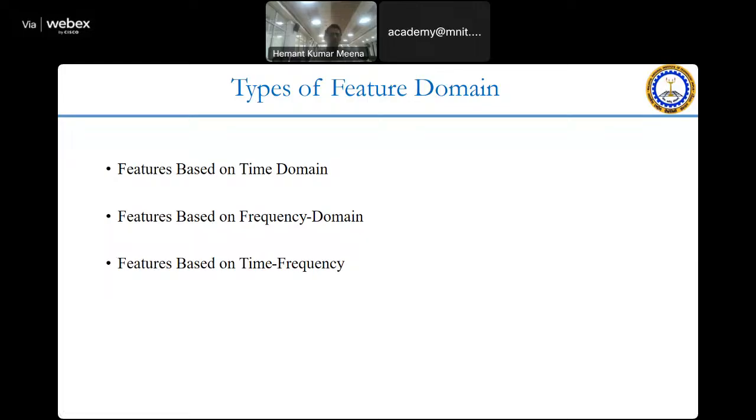Types of feature domain: features based on the time domain, features based on the frequency domain, features based on time-frequency. What do you call the time-frequency? Is somebody able to recall what this time-frequency is? If you are from a signal processing background, you will not find it difficult. Time-frequency is basically wavelet, where both pieces of information are available, time as well as frequency.